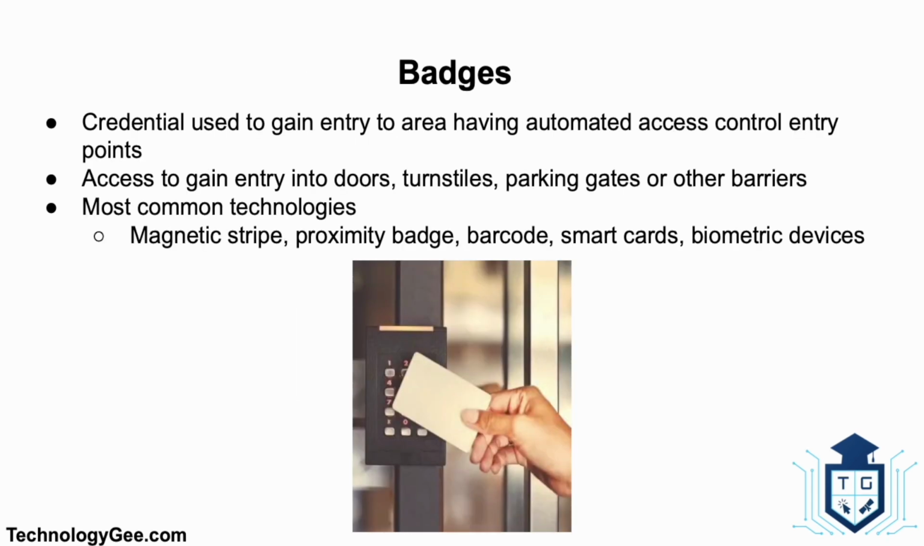Next, we have a badge. So an access badge is a credential used to gain entry to an area having automated access control entry points. Entry points may be doors, turnstiles, parking gates, or other barriers. Access badges use various technologies to identify the holder of the badge to an access control system. The most common technologies are magnetic stripes, proximity cards, barcodes, smart cards, and various biometric devices.